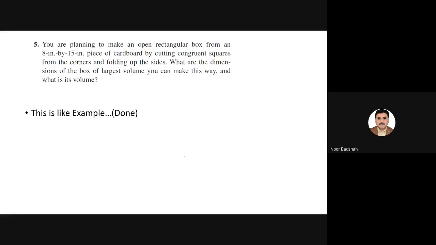You are planning to make an open rectangular box from an 8-inch by 15-inch piece of cardboard by cutting congruent squares from the corners and folding up the sides. What are the dimensions of the box of largest volume you can make this way? And what is its volume? So, this is your example.